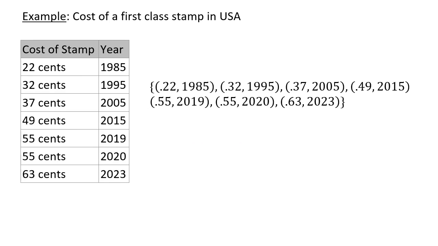Let's consider the cost of a first-class stamp in the US, but this time we're going to make the cost the x values here, and the year the y values. It's sort of a flip on what we just looked at. And here's our ordered pair. Now this is a relation, but this is not a function.